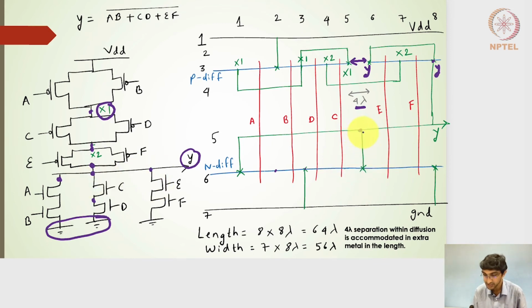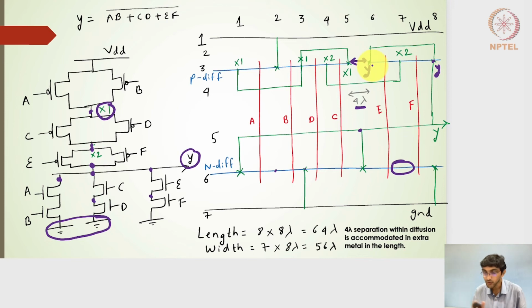So I will have the merged contacted diffusion which goes to the output node Y, and then E and F will have this particular portion as an uncontacted merged diffusion, and finally the diffusion of the F transistor will get connected to the ground. So notice that the separation of 4 lambda is very much required. Otherwise, the X1 and Y point will be the same.